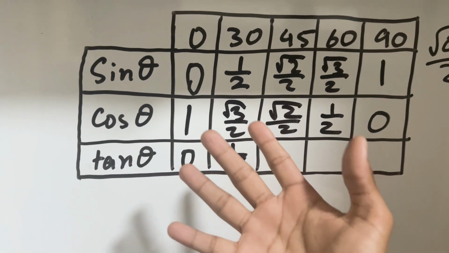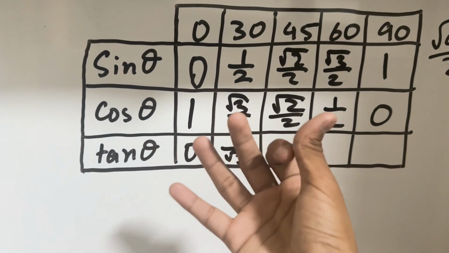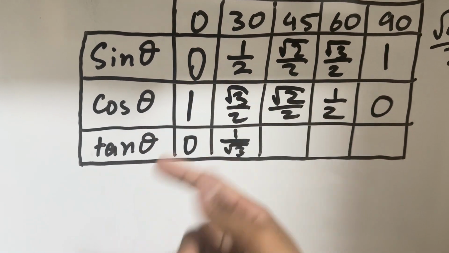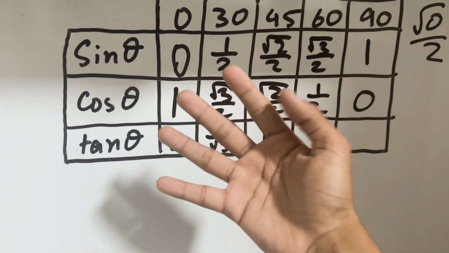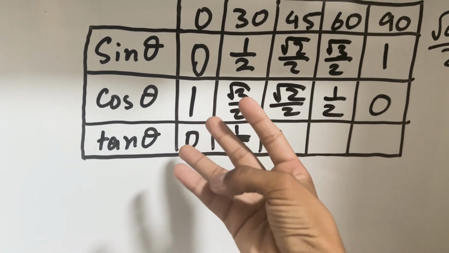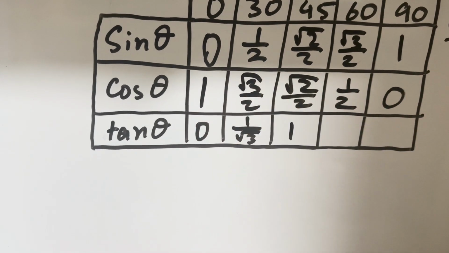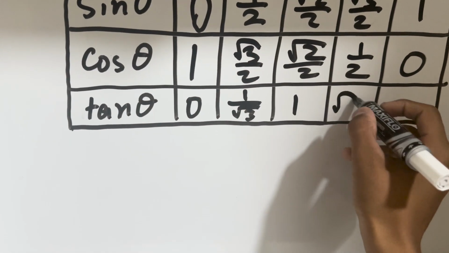Now 45. 45 is here. So the square root of 2 over the square root of 2. So what's that going to be? Come on. That's just 1. So now 60. 60 is over here. So 1, 2, 3. The square root of 3 over 1. So the square root of 3 over 1 is just the square root of 3.